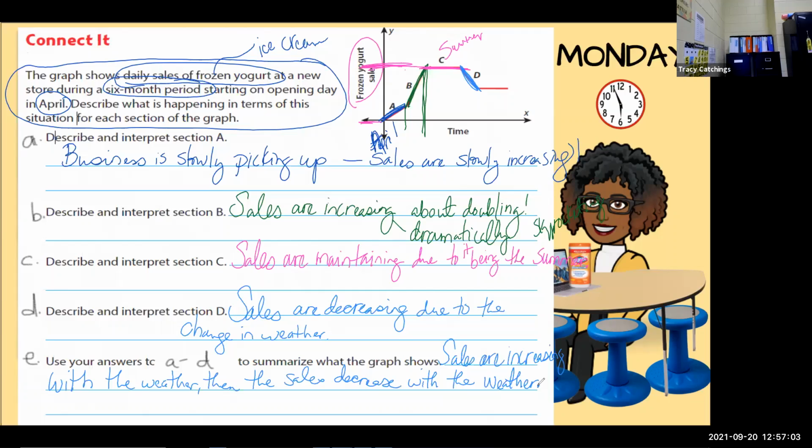Decrease with the weather. So they pretty much gave us a full summarization. So we know the sales picked up. We know they kind of stayed up, and then we know as soon as that weather started to change again, the sales dropped. Any questions about it?